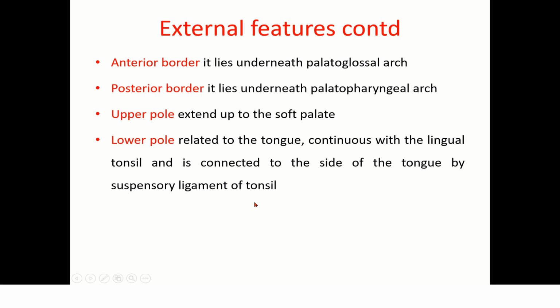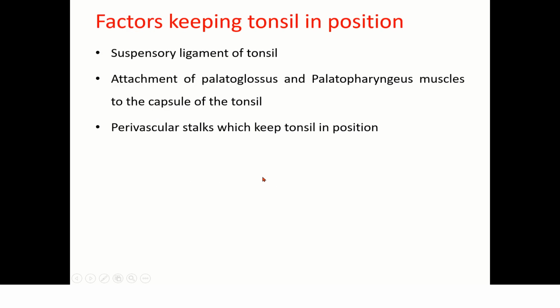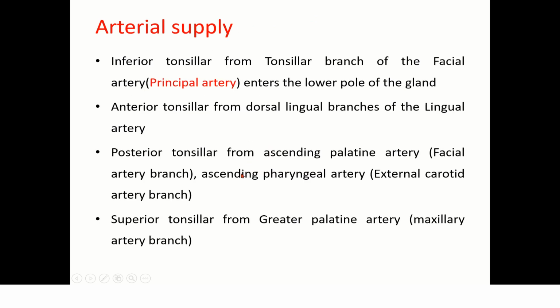suspensory ligament of tonsil. Remember this. The lower pole of the palatine tonsil is connected to tongue by suspensory ligament of tonsil. So factors keeping tonsil in position: suspensory ligament of tonsil is the main factor, followed by attachment of palatoglossus and palatopharyngeal muscles to the capsule of the tonsil, and then perivascular stalks which keep the tonsil in position.